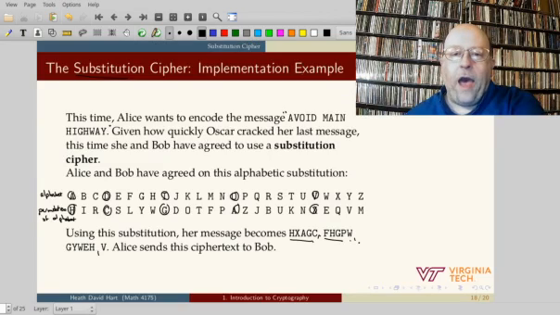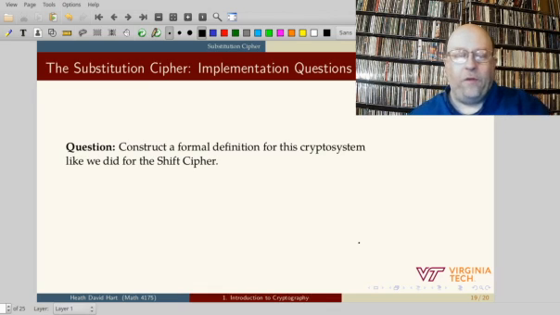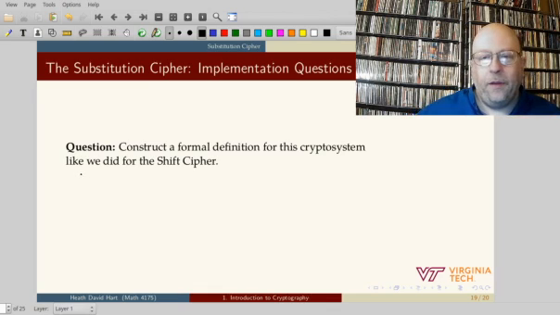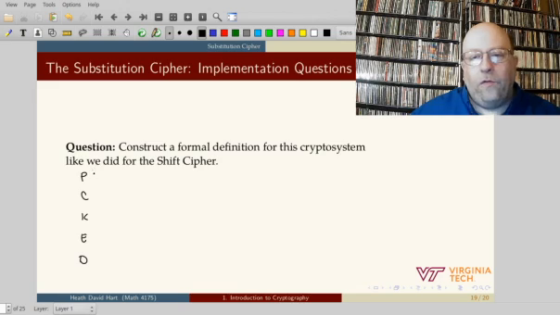So how are we going to define this crypto system the way we did for the shift cipher? So we have our plain text, our ciphertext, our keys, our encryption rules, and our decryption rules. So our plain text, we are still encoding one letter at a time, but we're not having to convert the letters into numbers this time. We're just encoding on the actual letters. So it's a set of letters from A to Z. And they encode into letters from A to Z.